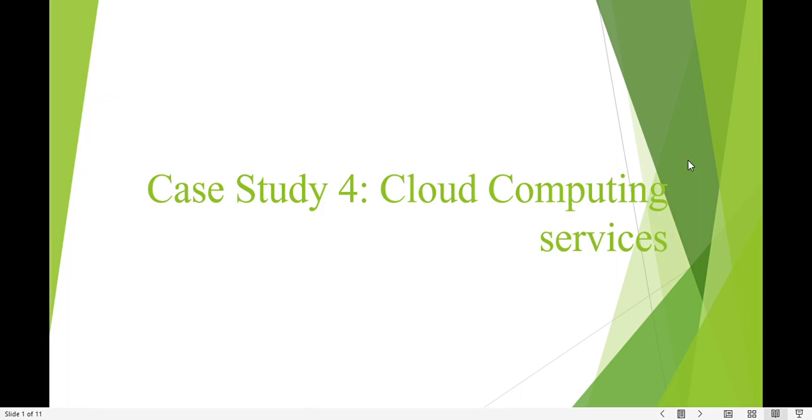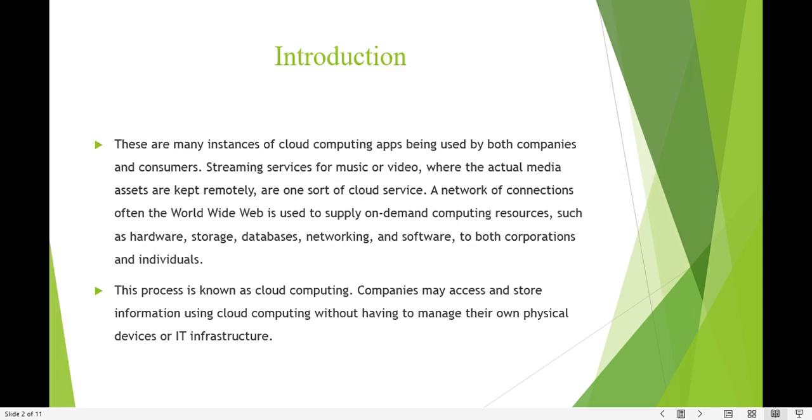Hello everyone. So I'm back with my case study 4, which is the cloud computing services. What are the services that we're going to use with the cloud computing services? So this is a basic introduction of how we are actually performing. What are the kind of networks that we use?